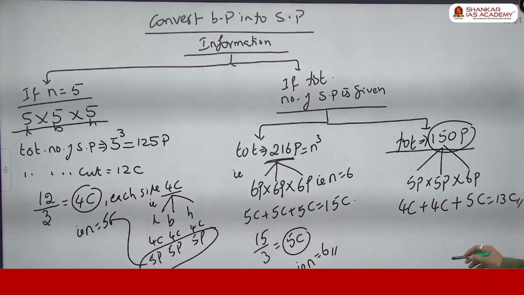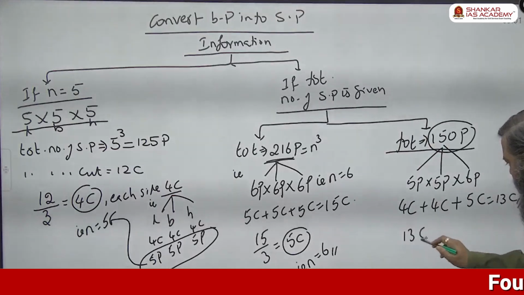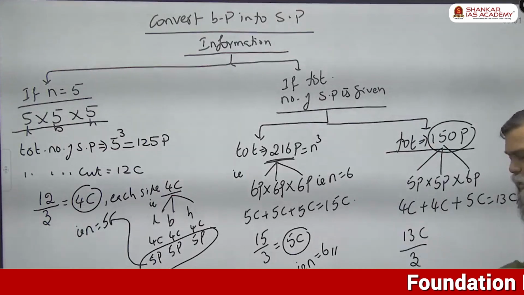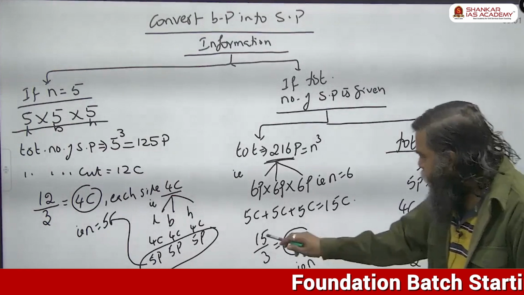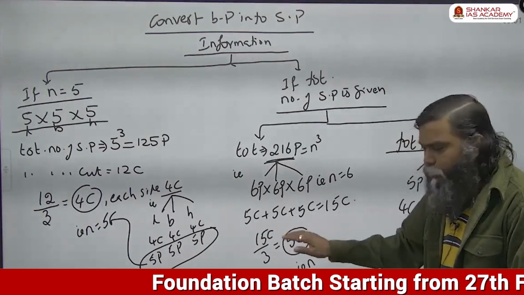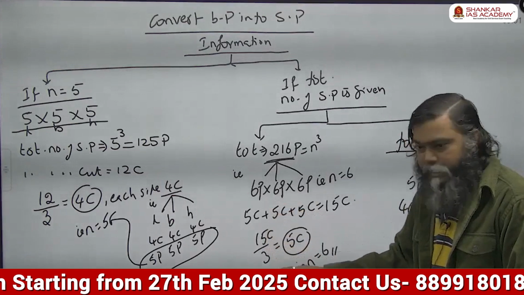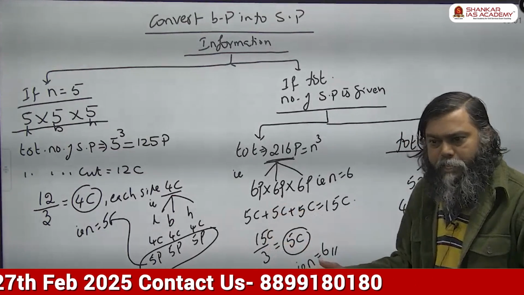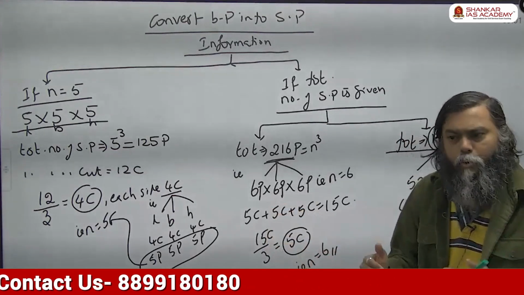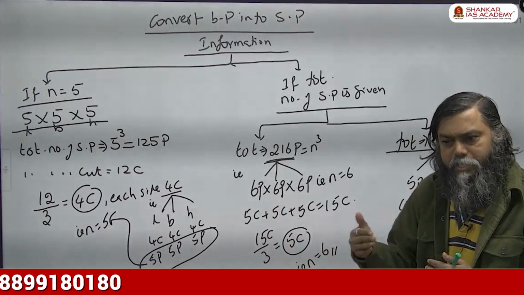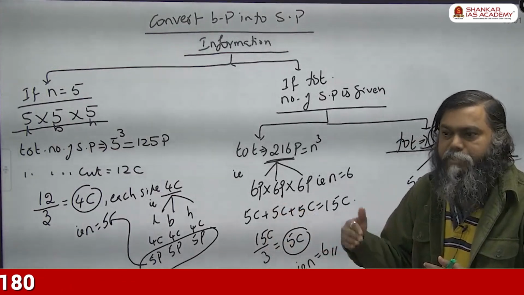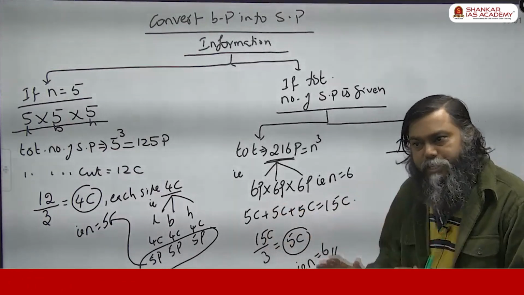Come to here. Total how many cuts? 13 divided by 3. What is the meaning of 15 by 3? I am going to distribute the total 15 cuts equally among length, breadth and height. Why am I sharing equally? Because it is a cube. So each side's dimensions are the same, each side's number of pieces must be the same, so the number of cuts has to be the same.